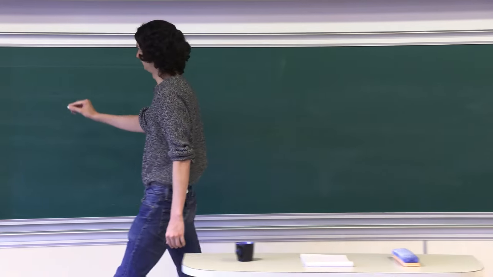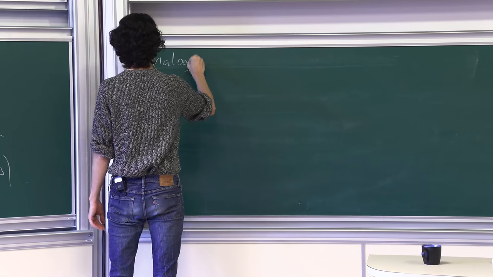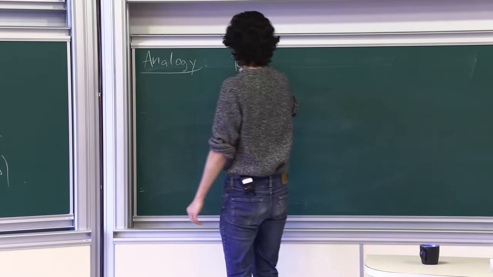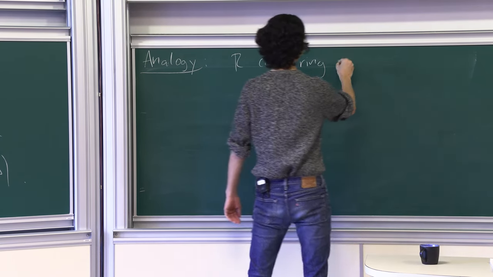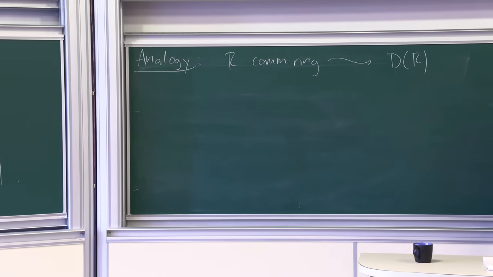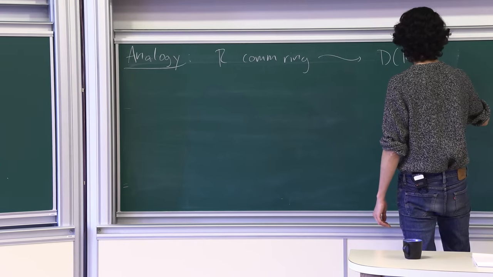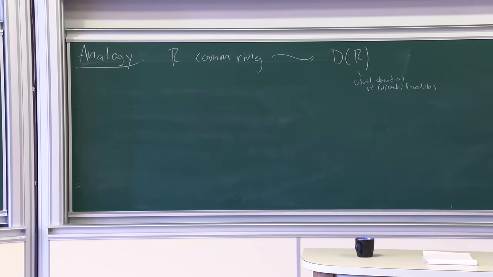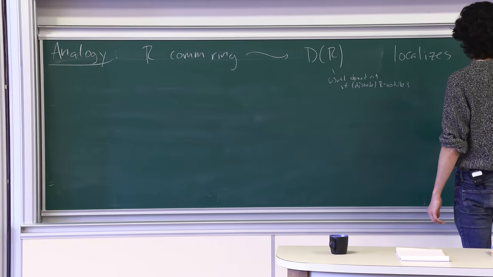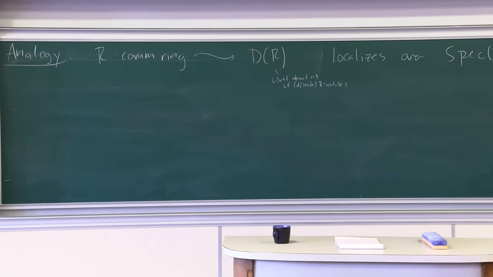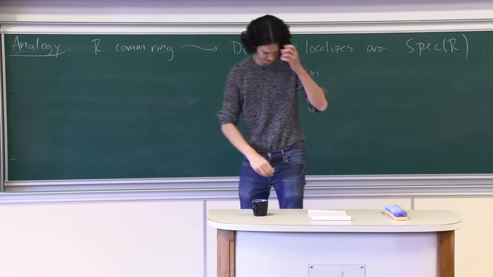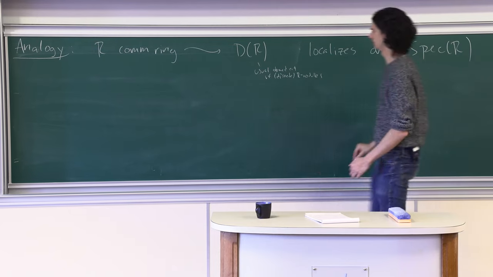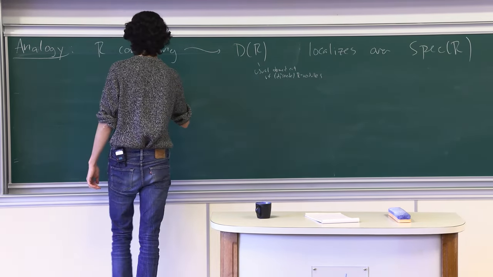So now let me make an analogy. We're going to be in the world of discrete rings now, but if R is a commutative ring, then we have its usual derived category of R modules. And for emphasis, I'll put discrete R modules. This localizes over the Zariski spectrum of R. I'll say more precisely what that means in a second. And what is this Spec R? Well, Spec R is the set of prime ideals.